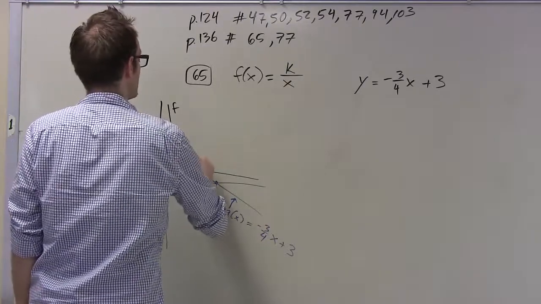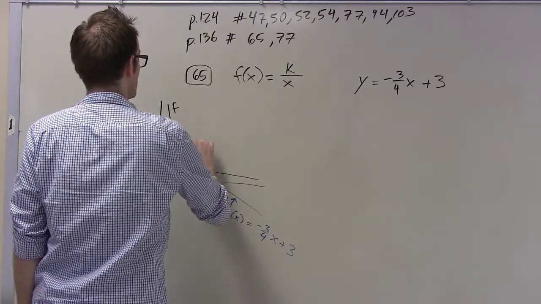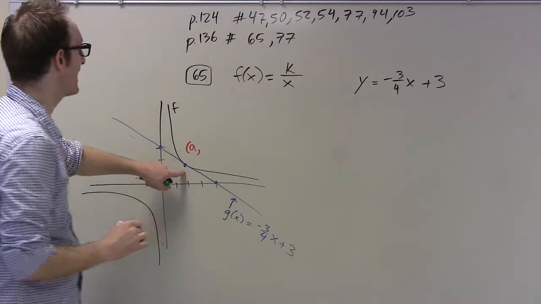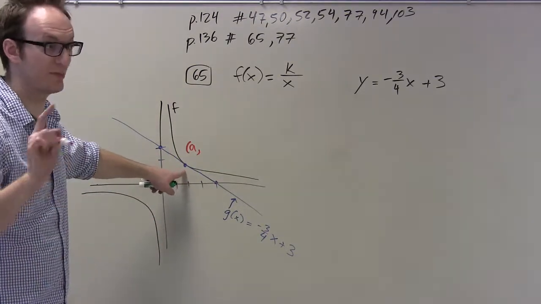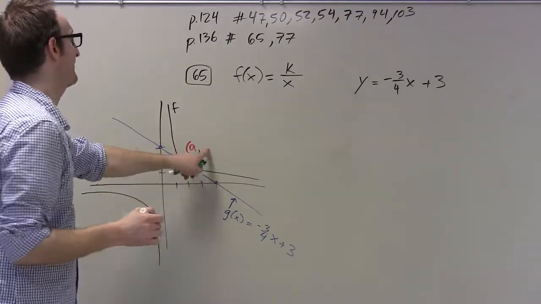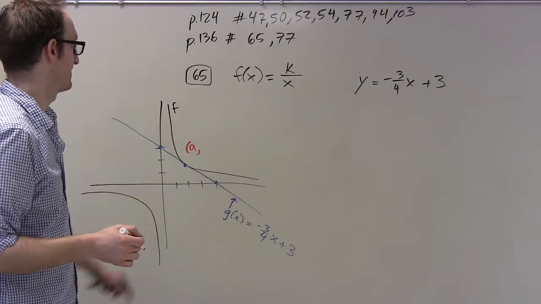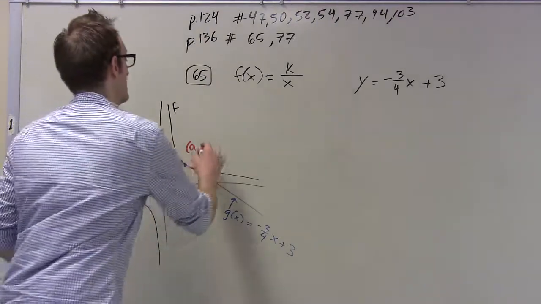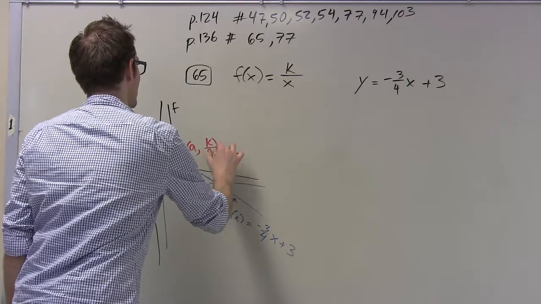So what is that point? Well, let's just call it A. So I'm just gonna agree to call that point A for the moment. So it is some particular number. Well, what's the y value of that point? It's just f of A. Or I might write it as k over A.